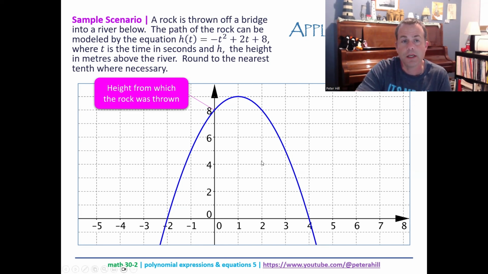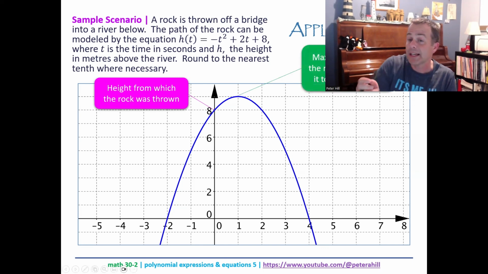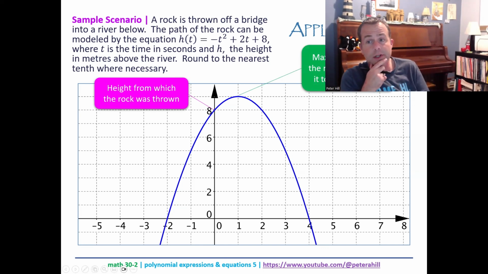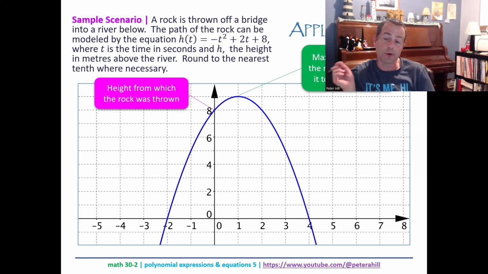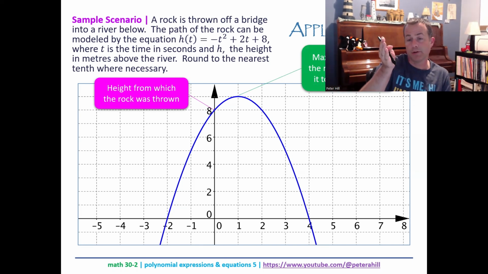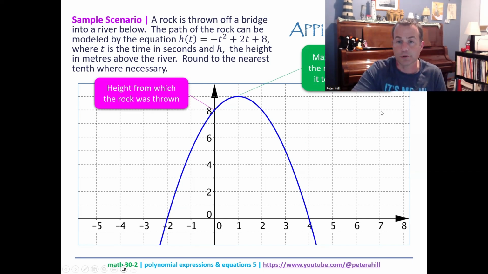Okay. The next question I had asked you was the maximum. So the maximum height of the rock, and we could also get the time it took to get there. And we're going to do that on a Casio by going G-Solve, Max. On a TI, we're going to go Second, Trace, Max, do my left bound, right bound, and work through my guess. Okay.